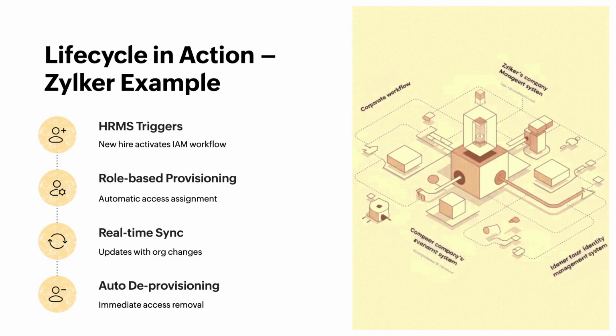So based on a conditional attribute, say for example, if the location is Houston and the department is IT and the function is, let's say, server technician, you want the user to have a certain set of licenses, groups, entitlements. We will be able to auto provision all of those, not just in Active Directory and Azure, but also in other applications as well. So this is how it works. New hire activates the IAM workflow, automatic access assignment takes place, and we do two-way sync.